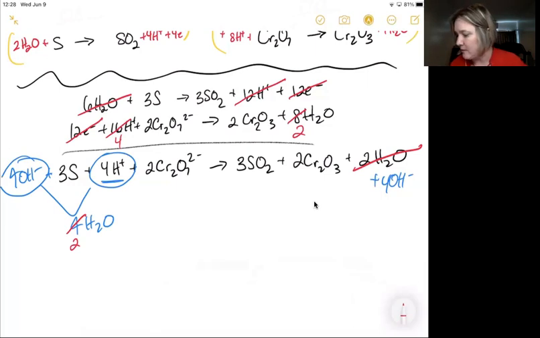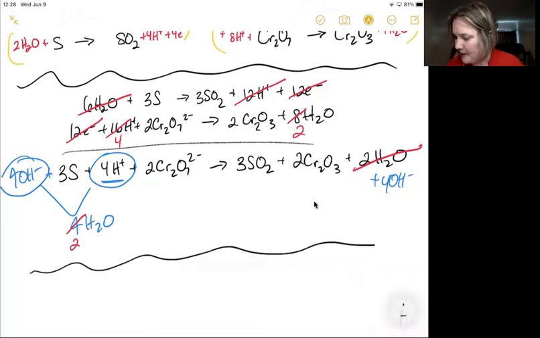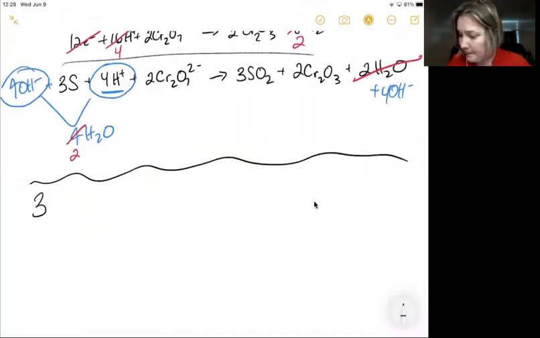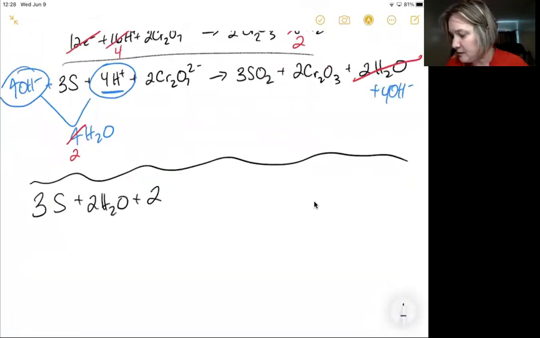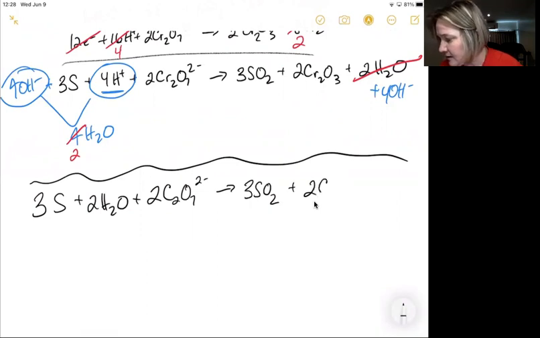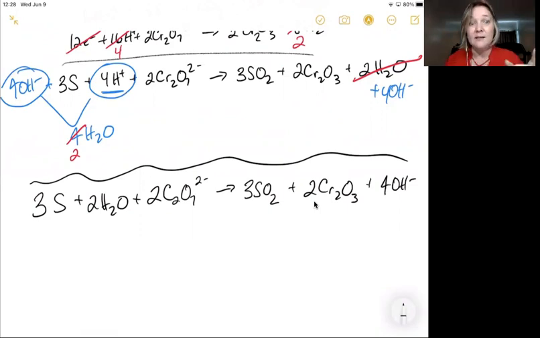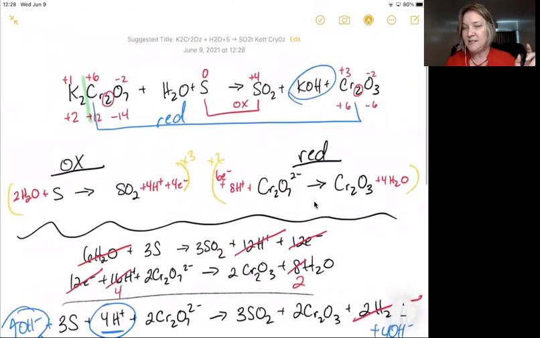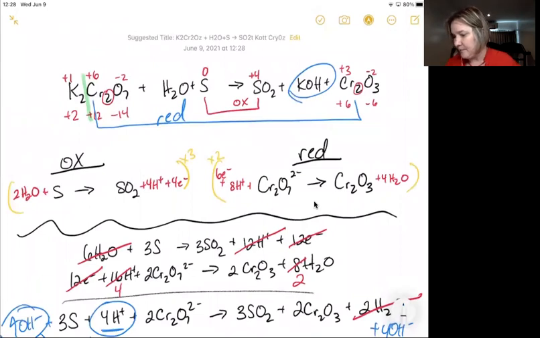So I'm going to rewrite where I'm at now and then go back to my main equation to try to put formulas back together. Okay, just do a squiggly to make sure that I know I'm on a new version of the equation. So I've got 3 sulfur plus 2 waters plus 2 dichromates yields 3 sulfur dioxide plus 2 Cr2O3 plus 4 hydroxide. Okay, now let's go back up to the main equation and see what we need to make one thing at a time.